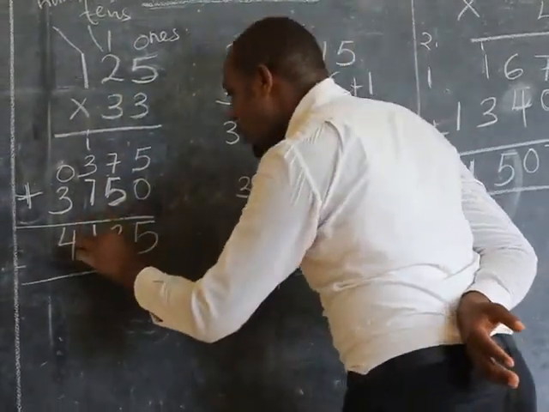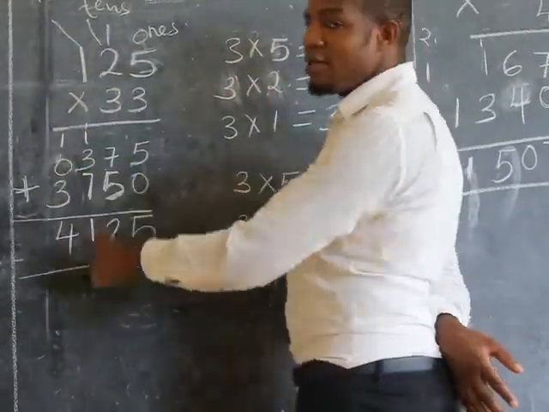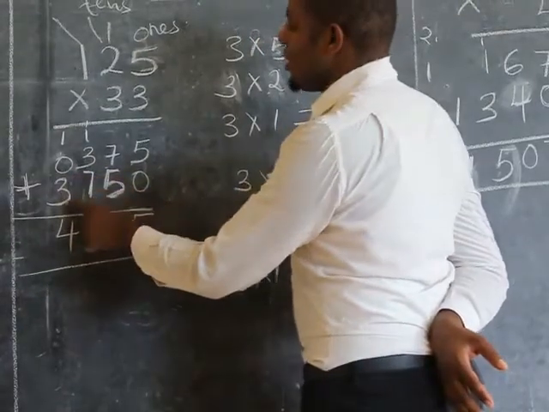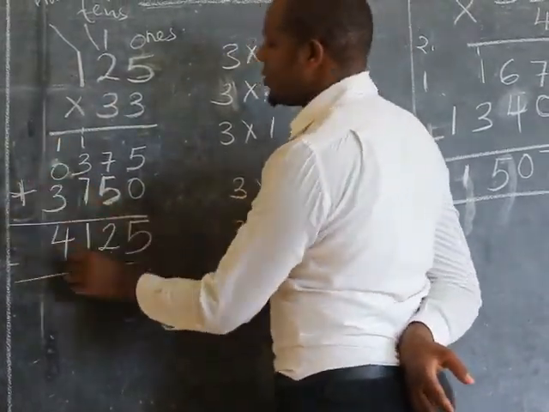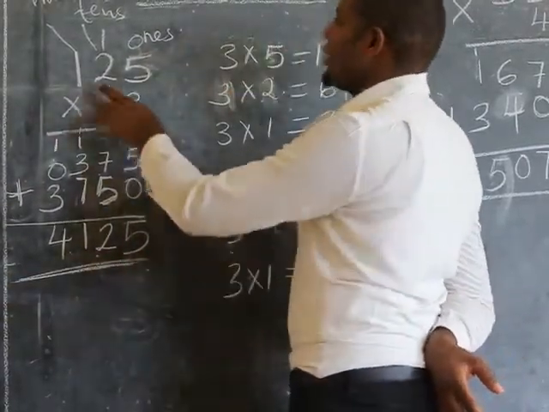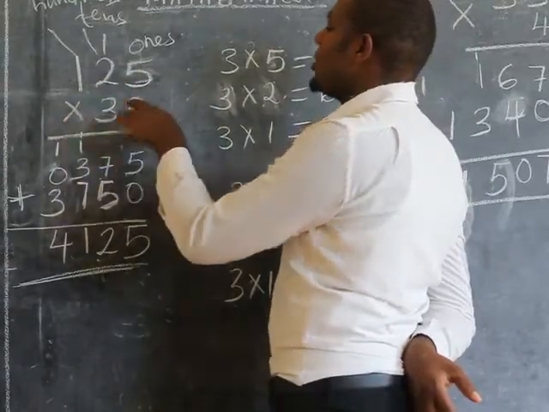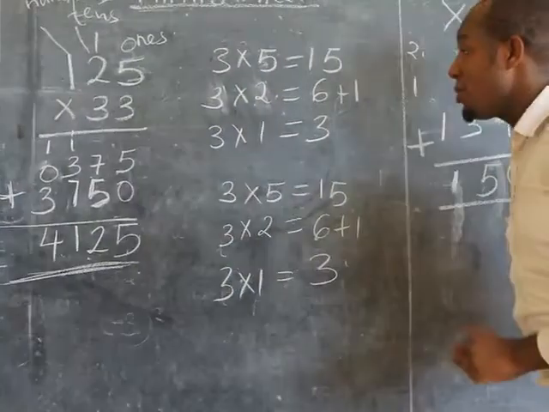11, you write 1, then you carry 1 up here. So 1 plus 0 is 1. 1 plus 3 is equal to what? 4. So this is the correct answer. When you take 125 multiplied by 33, you will get this one here. That was example number 1.